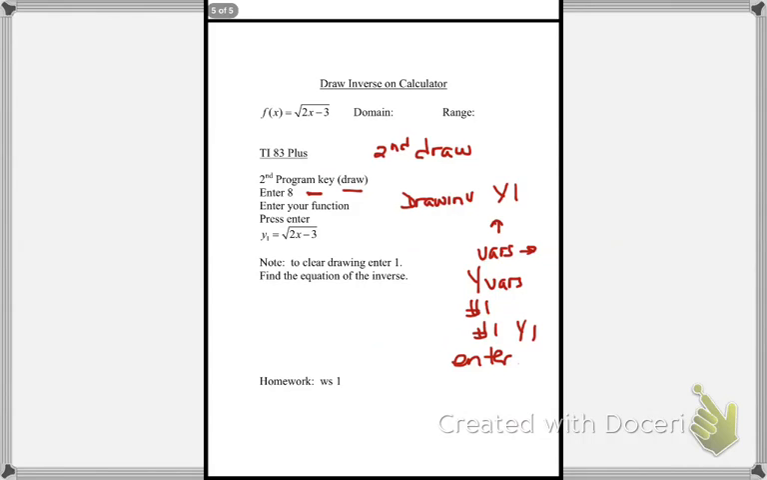When you find your inverse equation, you can put that into y2 and see if you draw right over that one. It's a good way to check.